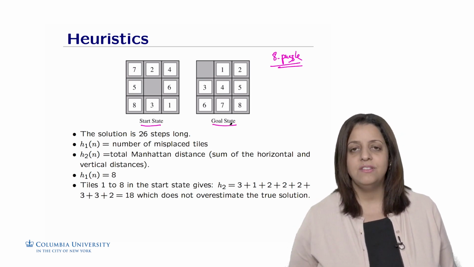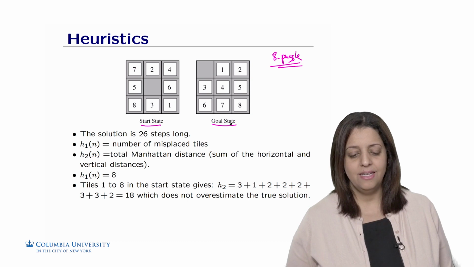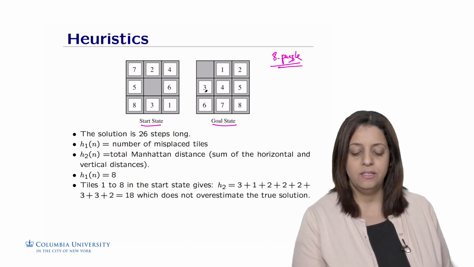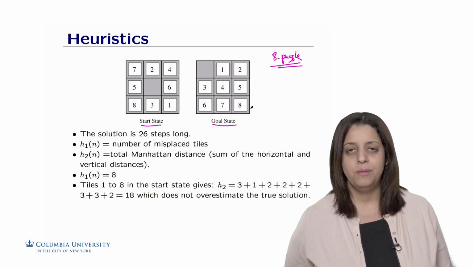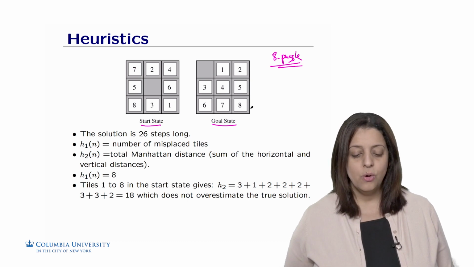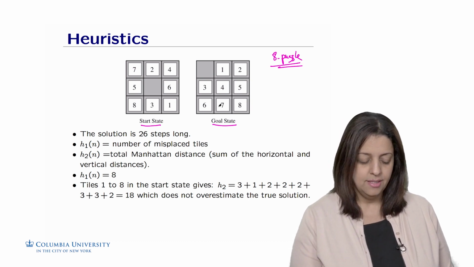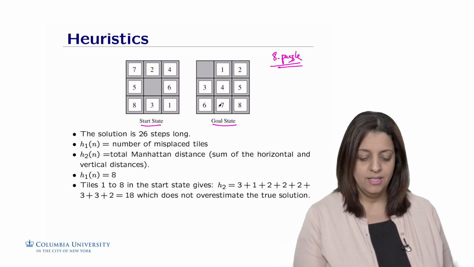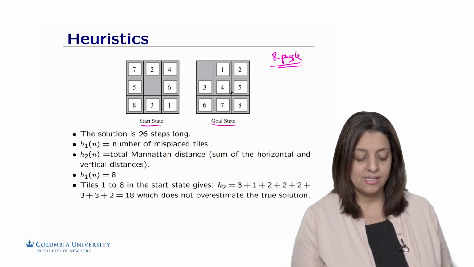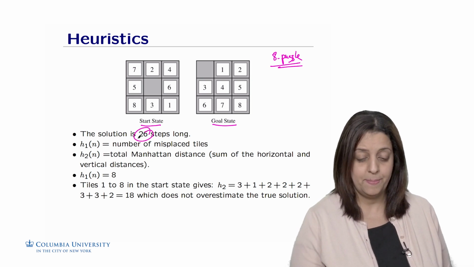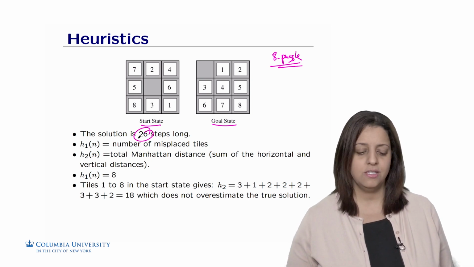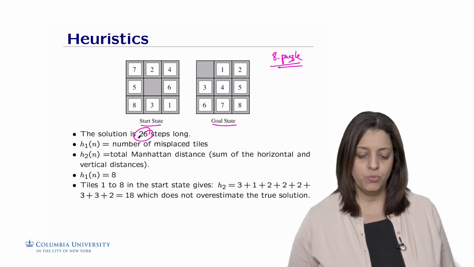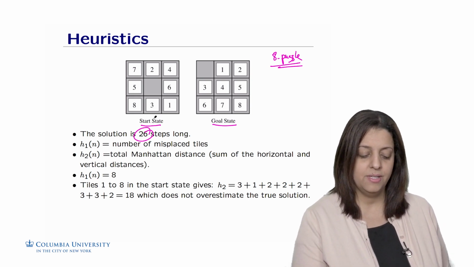So the idea is to move the tiles around, up, down, left, and right until you put them, in this case, in increasing order. Okay, so the tiles are numbered between 1 and 8. If you want to solve this specific puzzle, not all of them are solvable, but this one you can solve to go from start state to goal state in exactly 26 steps. So this is the true cost, the optimal cost to reach the goal state starting from the start state.